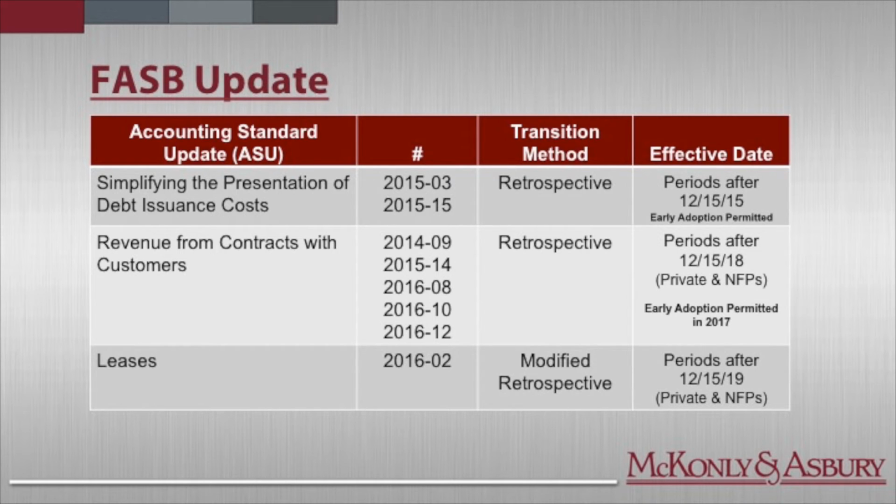And the last one is leases. So if you don't know by now, leases has been talked about again for a decade, since 2006. This is a finalized standard. It was issued the beginning of this year, and it will be effective for most of the nonprofits in 2021, if your fiscal year, and in 2020.